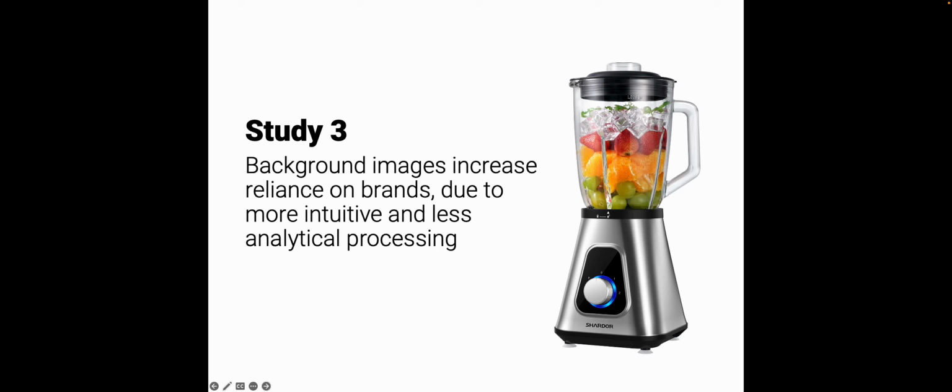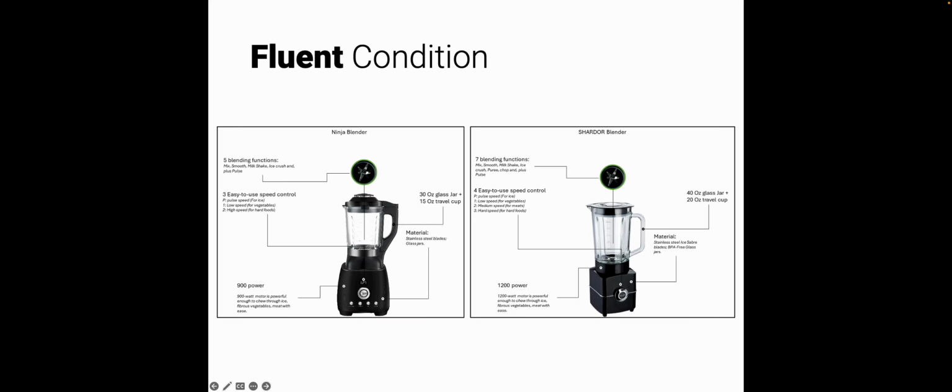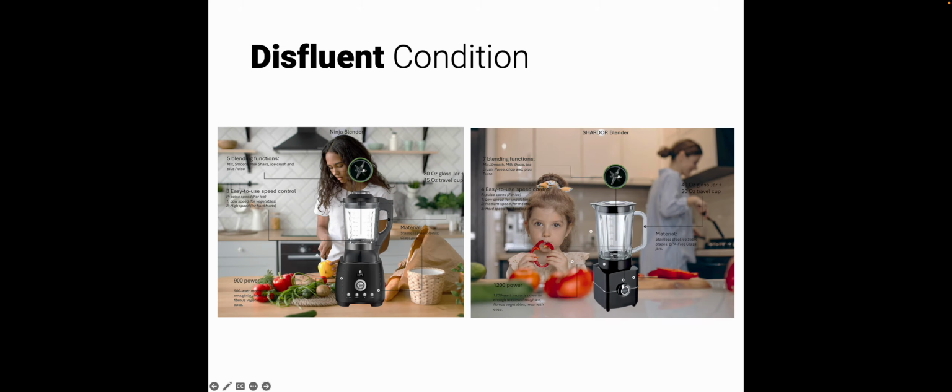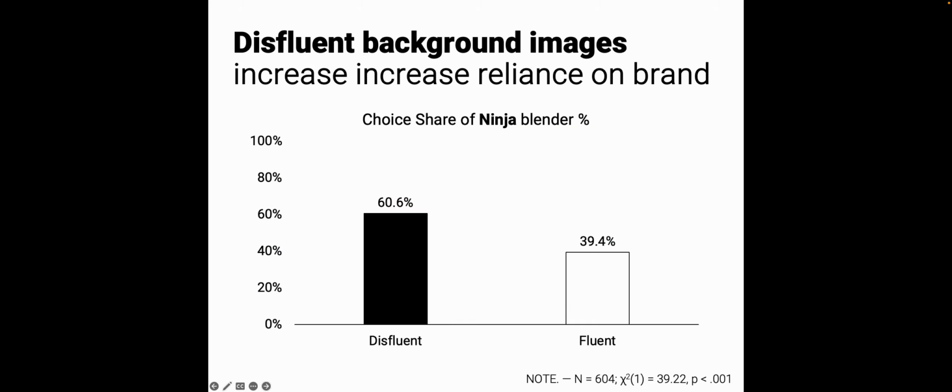In this study, choosing a better brand or recommended product suggests that participants are processing information more intuitively and less analytically. In this study, we test that idea directly through a mediation analysis. So we manipulated disfluency using background images. These same images were presented on a white background or with a distracting background image. The background images were counterbalanced in addition to counterbalancing the product order.